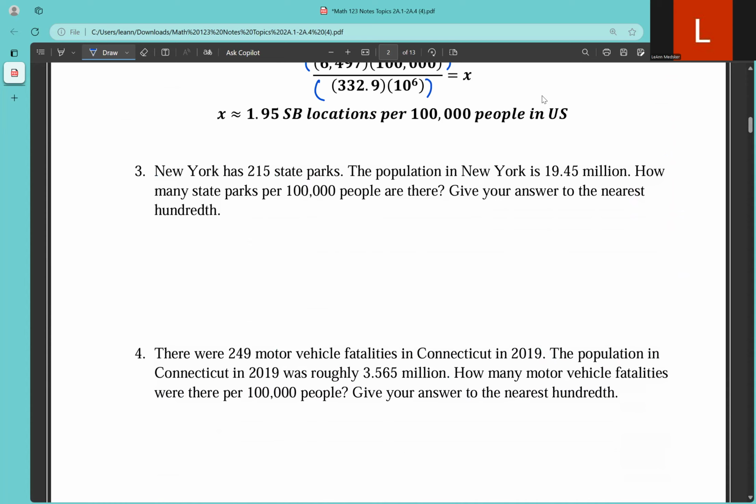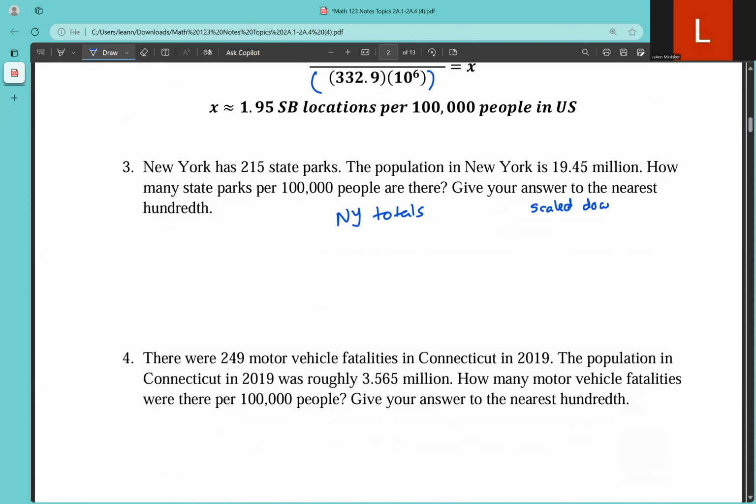Okay, so we have New York totals, and then we're going to have a scaled down smaller version. You can say smaller or scaled down, scaled up, whichever way you're going. But we're going from 19.45 million people. We wanted to go down to 100,000. So we're going to have our state parks and we're going to have our people. Okay. So we know there's 215 total state parks in all of New York.